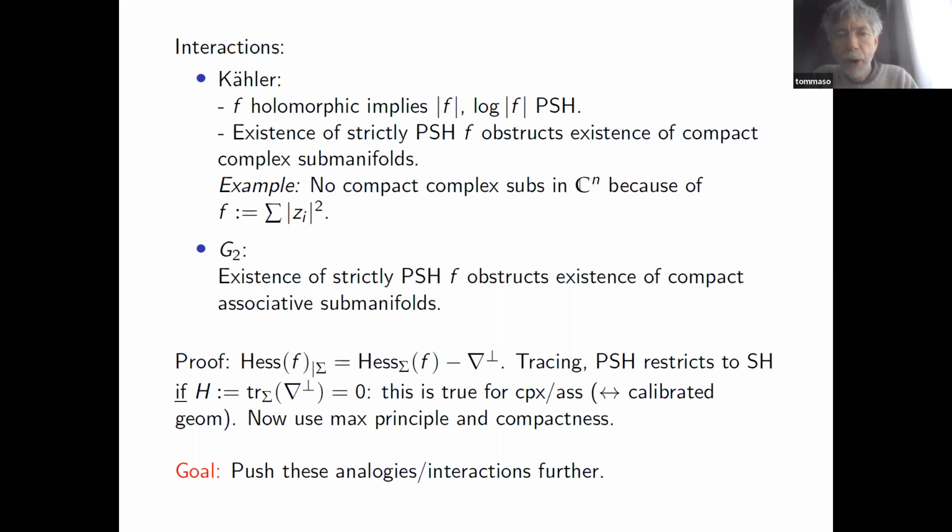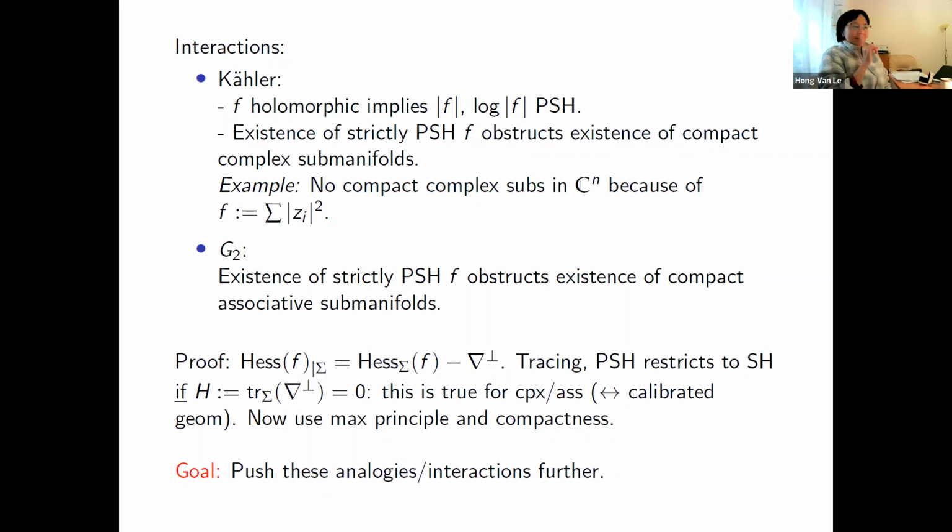For example, there are no compact complex submanifolds in Cn, because on Cn, you can find this plurisubharmonic function given by the square of the norm of f here. And the same thing happens again in G2, because as I said, from an analytic perspective, everything that's true in one of these pluripotential theories also typically works in the others. Now, what I want to do.